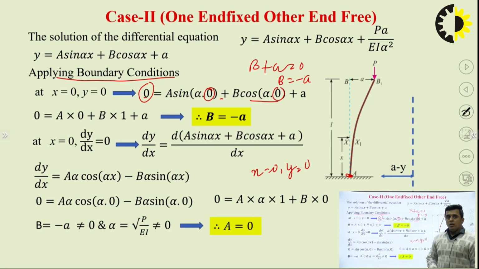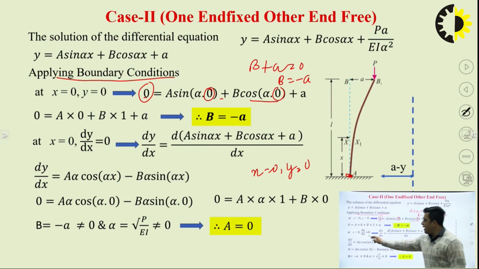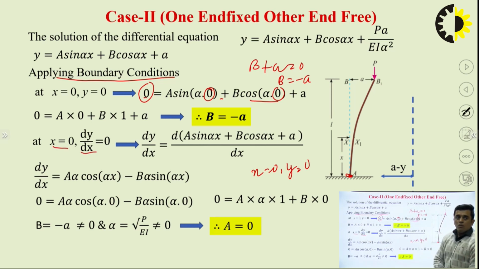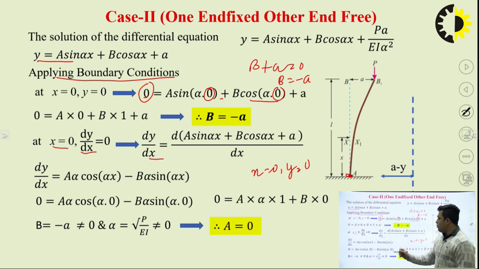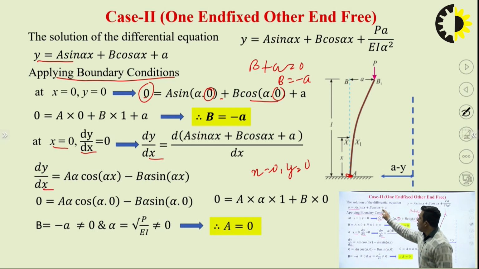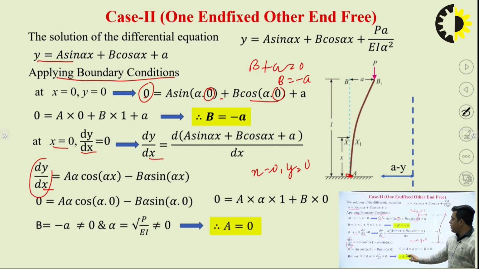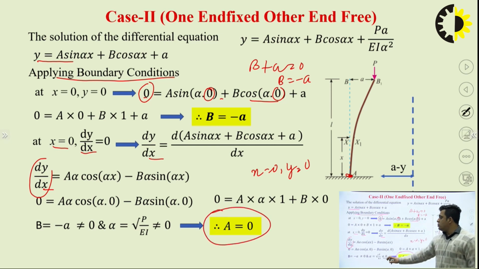Also, we know from our strength of materials knowledge that at the fixed point, x is 0 and y is 0, and the slope is also 0. That means at x equal to 0, dy by dx is 0. You need to differentiate this term, dy by dx. On differentiating it and putting dy by dx equal to 0, you are going to get A equal to 0.